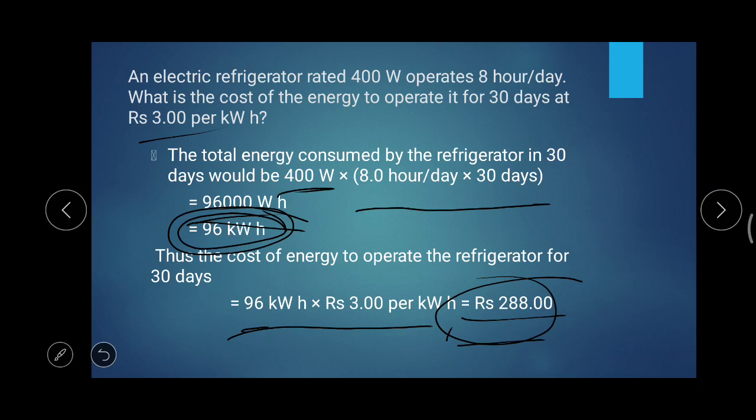So first you have found the work done, or energy consumed, watt into second, power into time. Then you have converted that into kilowatt hour, and afterwards you have multiplied the rate of 1 kilowatt hour with the consumed value. Here it was 96 kilowatt hour. Then you got the final answer, the cost of the current that you have consumed for 1 month, 8 hours per day for a 400 watt powered object.